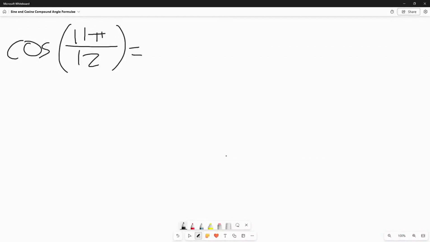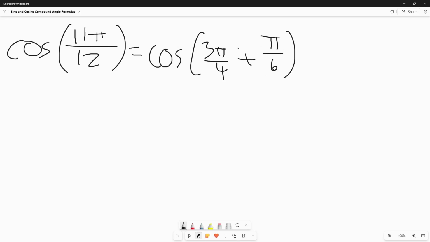And the reason that is useful is because if we have an expression like this, similar to the sine compound angle formula, we can split this up into two different angles that are actually on the unit circle. So 11 pi over 12 is not on the unit circle, and we don't know what that is equal to, but we can turn it into cosine of 3 pi over 4 plus pi over 6. And this makes it much easier because 3 pi over 4 and pi over 6 are both on the unit circle, and they're values that we all memorize.